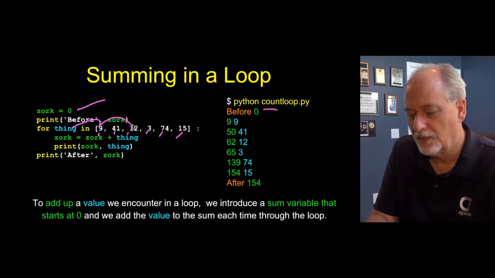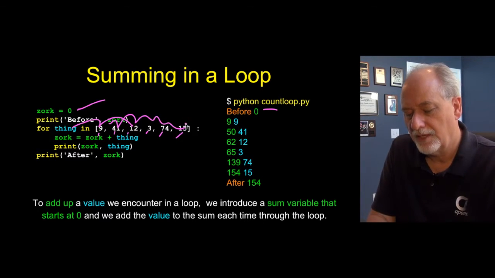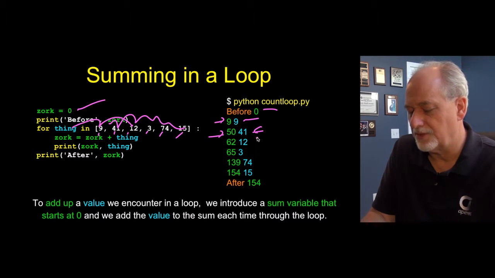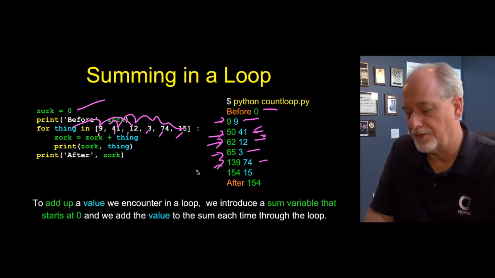And then we're going to run this 1, 2, 3, 4, 5, 6 times, and thing is the iteration variable. It's going to take on the successive values, and each time through we're just going to take our running total and add to it the thing we've seen. So we see 9 and the running total is 9. We see 41 and the running total becomes 50. We see 12, the running total becomes 62. We get a 3, it becomes 65. We get 74, the running total is 139.